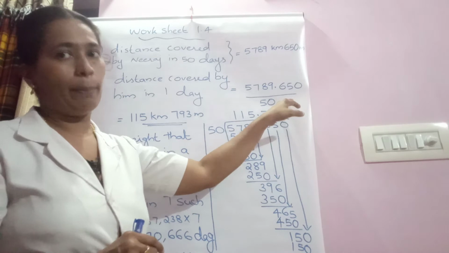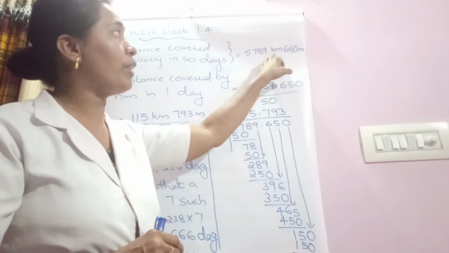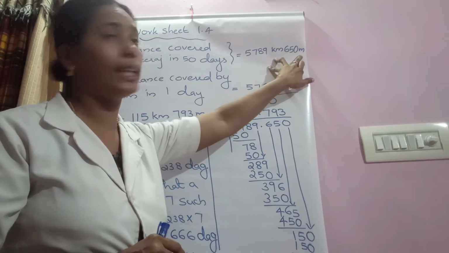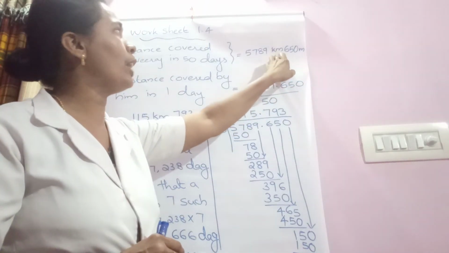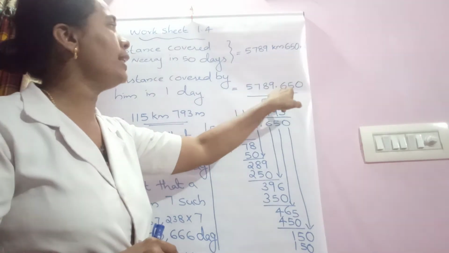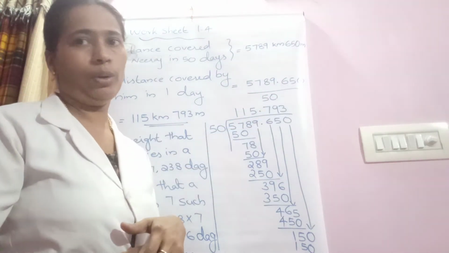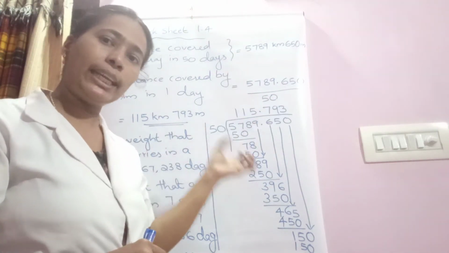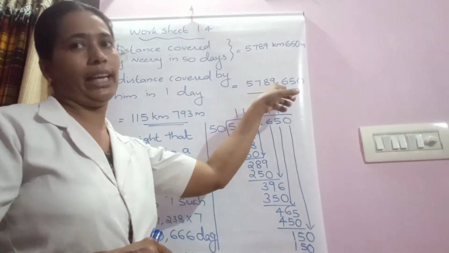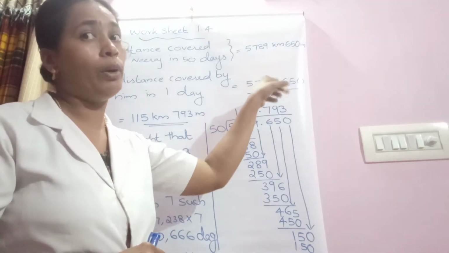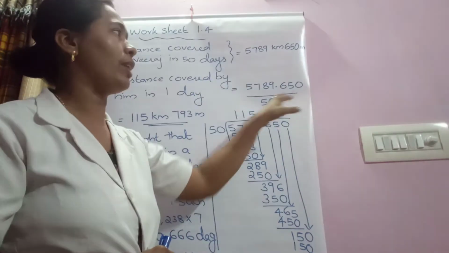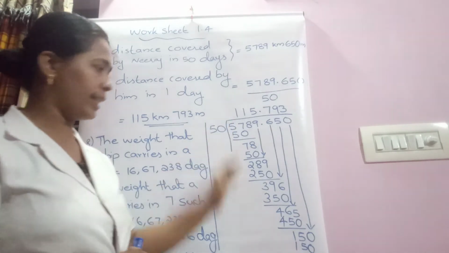Given number in kilometer, after kilometer 3 digits are there representing meter. So instead of kilometer, teacher put a decimal point, then 650. To make the division easy, we can form like this. Decimal point we can give, instead of kilometer, we can put point. So 5789.650 by 50. So let us divide.